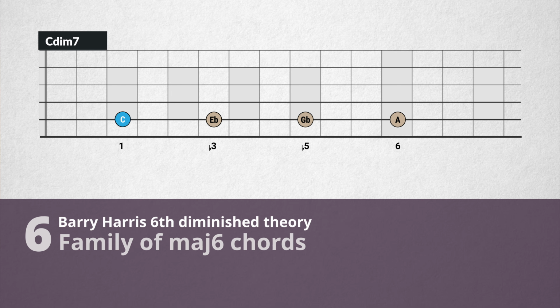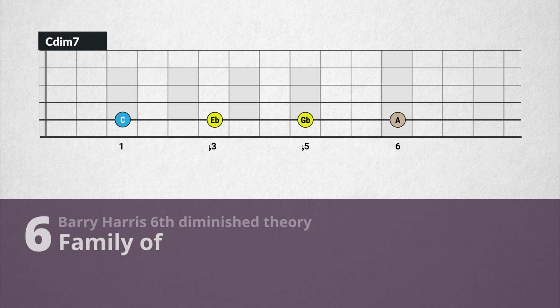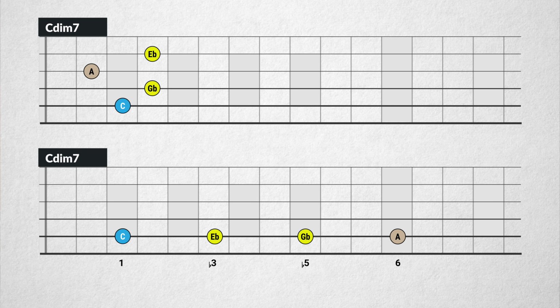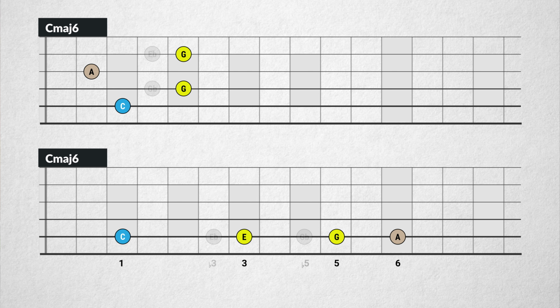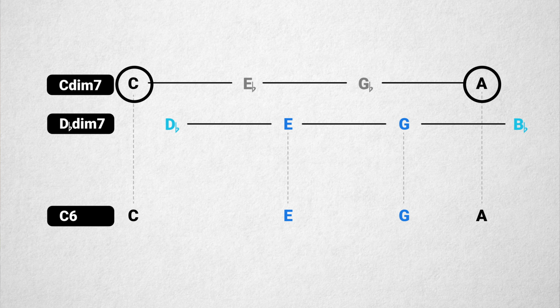Now if we raise the diminished 5th and the minor 3rd in a C diminished 7 chord, we'll get a C major 6 chord that is built from the notes C, E, G and A. So now we are raising 2 consecutive notes. Now this chord shares 2 notes with the C diminished 7 chord and 2 notes with the D flat diminished 7 chord.